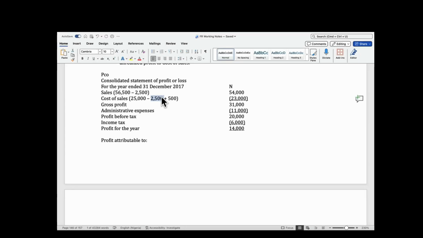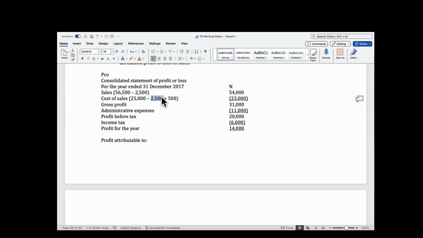And remaining in inventory means that it is still within the group. That profit, we have not really made it. It's not an economic profit. We are making profit within ourselves. No, we need profit made from outsiders.